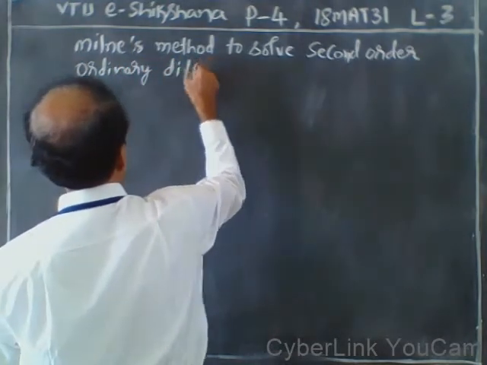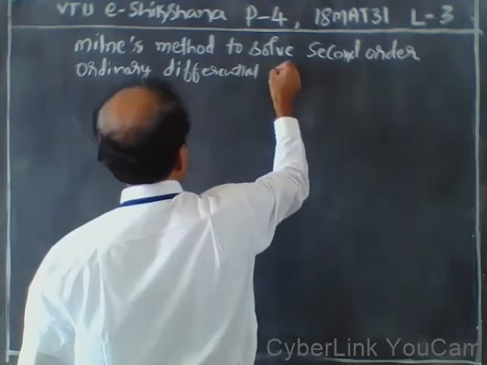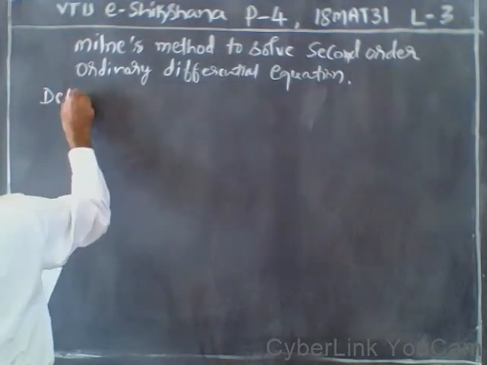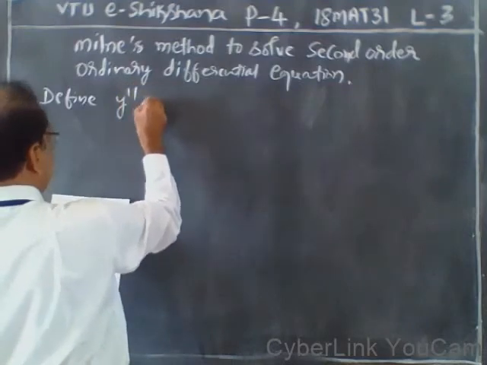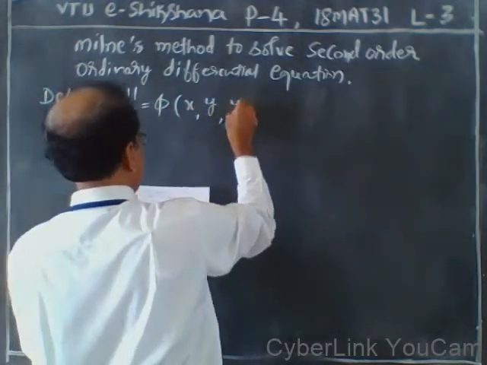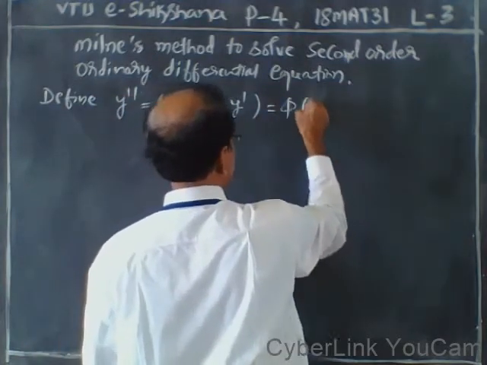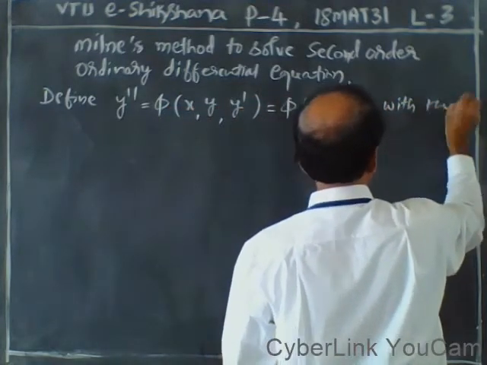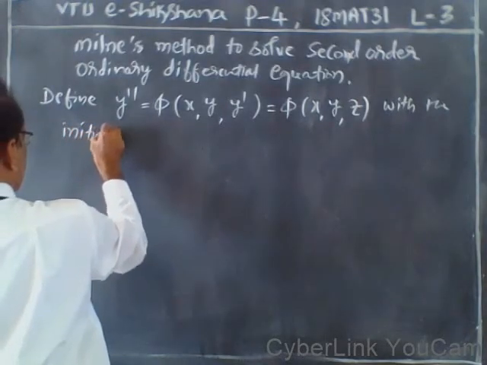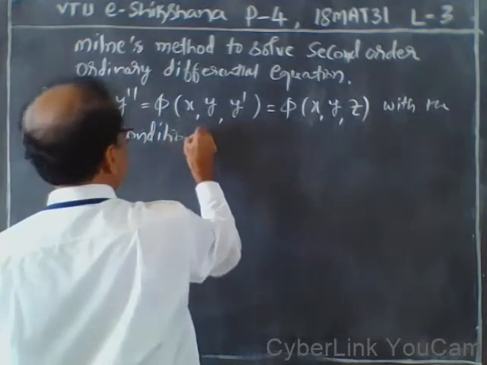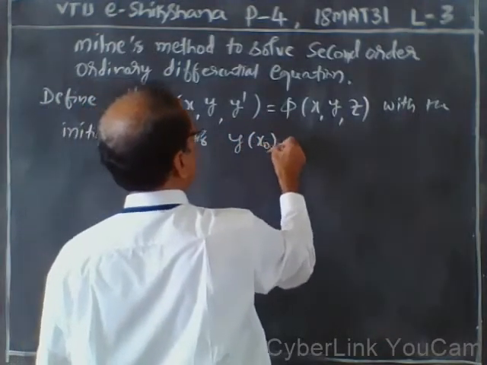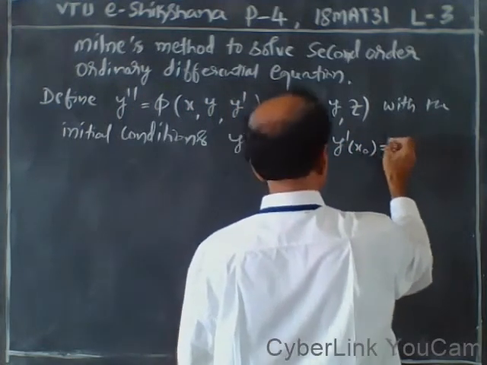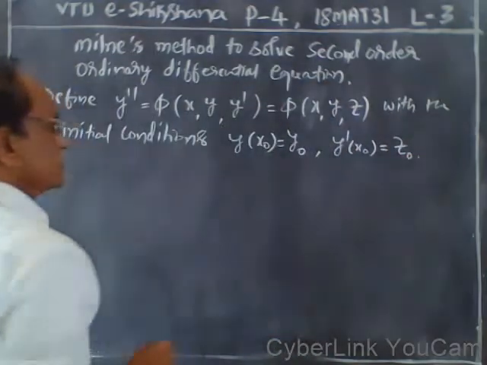Ordinary differential equation. Define y double dash equal to phi of x comma y, and y dash equal to phi of x comma y, with the initial conditions: y at x naught is equal to y naught and y dash at x naught is equal to z naught. This is the initial condition.